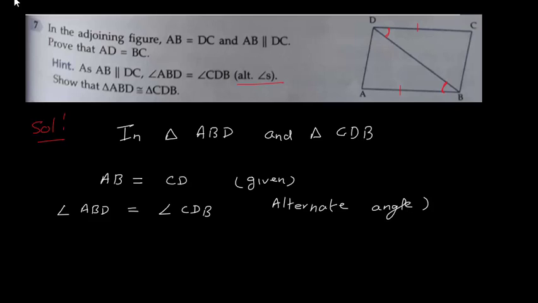Alternate angle theorem, you can say. When you say alternate angle theorem, it means that the sides AB and DC are parallel and BD is the transversal, and angles B and D are the alternate angles. So alternate angles are equal, and side BD here and BD here, or DB, they are equal, again a common side.